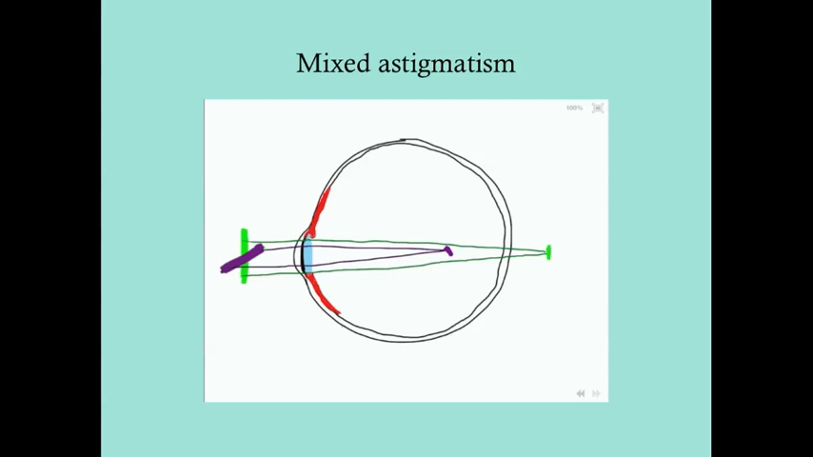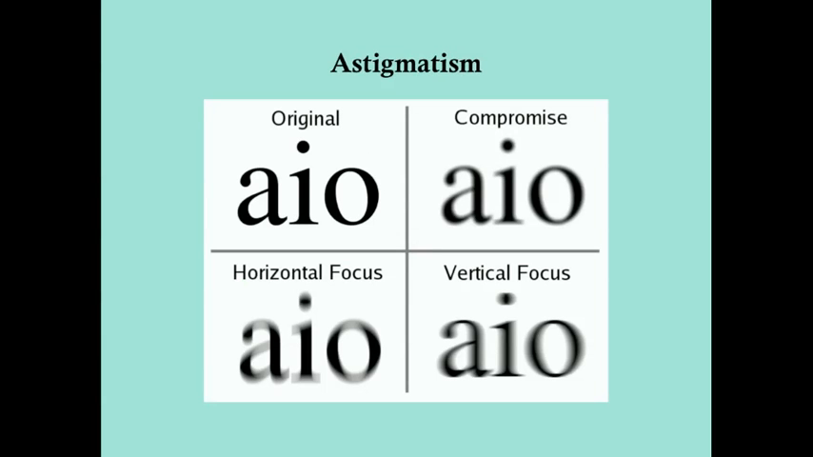Okay, so this is what you may see if you have astigmatism. So the horizontal focus can be blurred, but the vertical axis is fine, or the vertical axis can be blurred, but the horizontal axis is fine, or they both might be blurred.